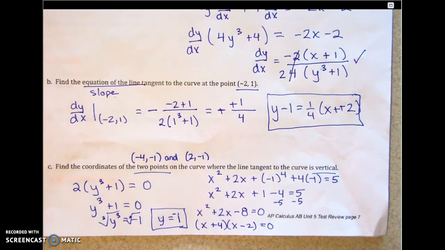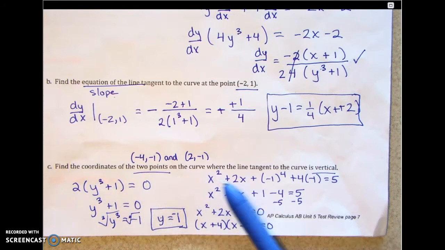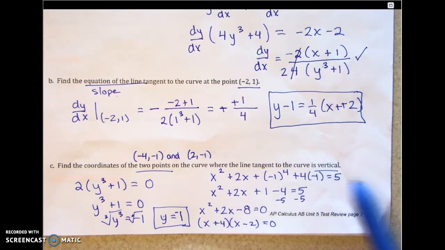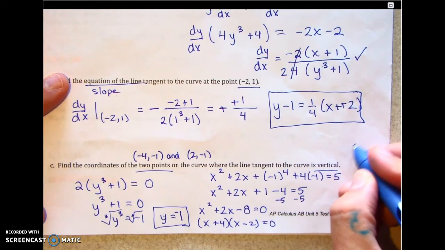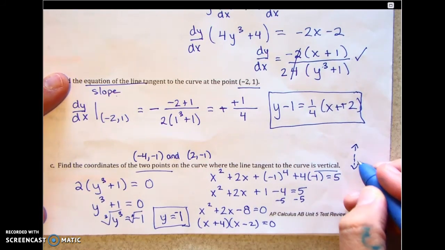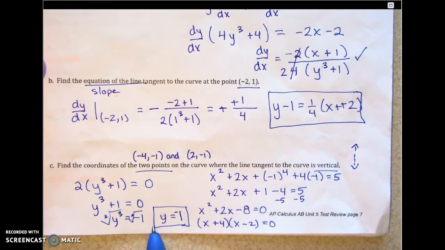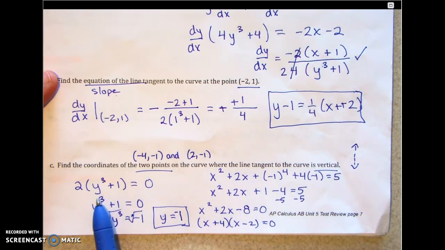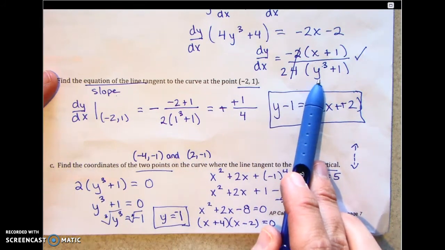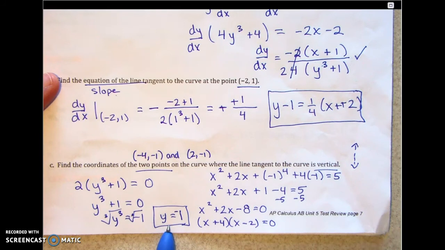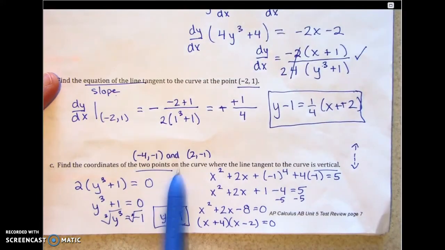Once you find those, you should have completely forgotten what we were trying to find in the first place. So we were to find the coordinates of the 2 points on the curve where the line tangent to the curve is vertical. Remember your vertical asymptotes? To find a vertical line, we set the denominator equal to 0, but because it says tangent, we're setting the denominator of the derivative equal to 0, which was this. This was in the denominator of dy/dx. So we set that equal to 0, found a y, it says 2 points, so we had to plug it back in to the original to find 2 x values, and those are our 2 points.